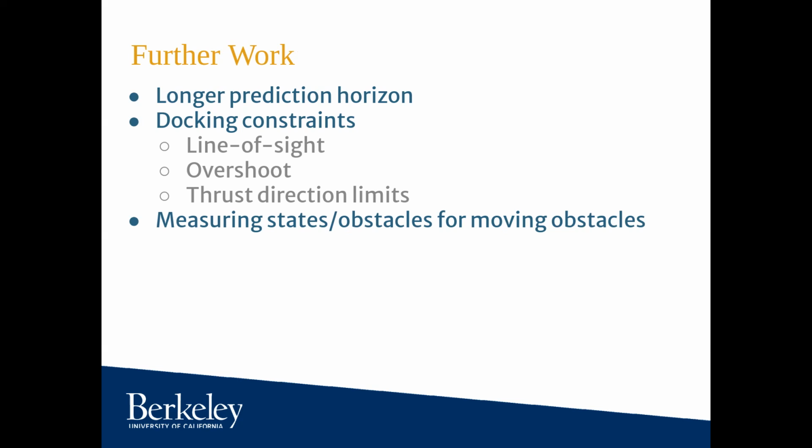Another really important improvement would be measuring the state and the obstacles for moving obstacles. If the obstacle was moving, then we need to measure the state of the obstacle as well. And we need to make sure that we know if it's going to come into our optimal path or not. And if it does, we avoid it. So that's a bit more complicated, and that can be included in further work.